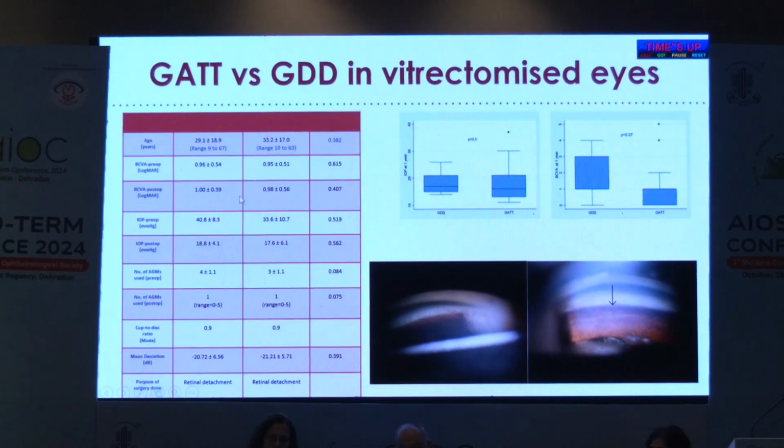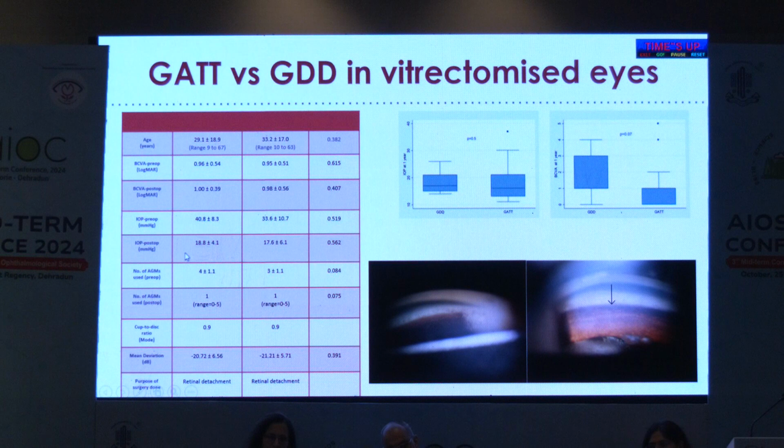GATT can also be used in vitrectomized eyes. When we compared the results vis-a-vis glaucoma drainage device, we saw that the results of GATT were almost similar in IOP lowering and number of AGMs, but the complications were severely decreased. This is the IOP at 1 year. In GDD, it was a little higher compared to this group. And the vision was definitely better in the GATT group. So it can be replaced in those cases where the angle is accessible.